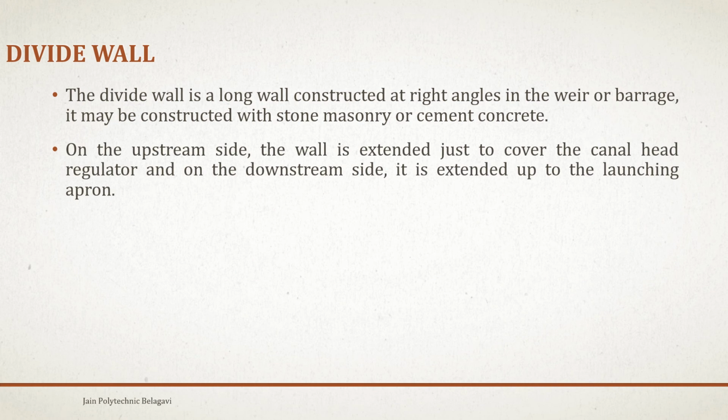On the upstream side, the wall is extended just to cover the canal head regulator, and on the downstream side it is extended up to the launching apron.